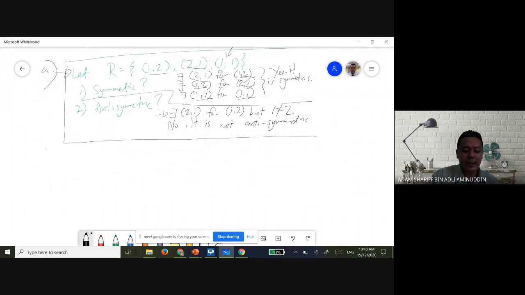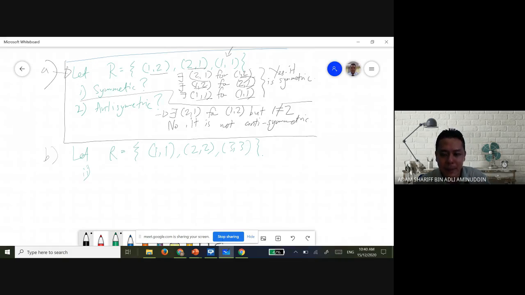Okay, let's look at a different question here. Let R equal 1, 2. No, tak mau 1, 2. Saya ambil 1, 1, 2, 2, 3, 3. This time it's different. Still an undefined relation. Undefined tu maksudnya saya tak cakap A less than B, A tambah B sama dengan 2, tak. Saya tak sebut. Just directly ordered pairs terus. Itu undefined relation. Two questions. Is it symmetric? And of course the second one, is it antisymmetric?